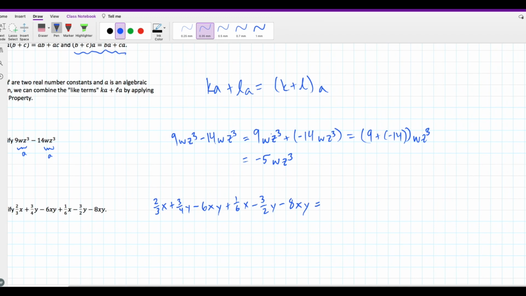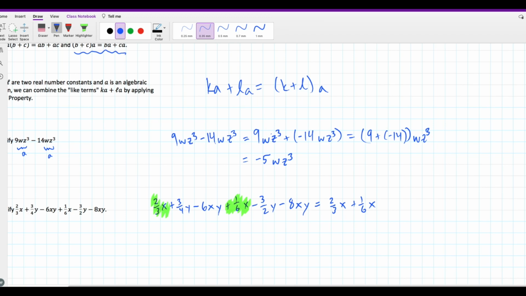So what I'm going to do is start with the x's, just because that's first over here. So I'm going to write 2/3 x, and then plus 1/6 x. So I've now taken care of these two terms. Okay, I've added them together because of this plus here.